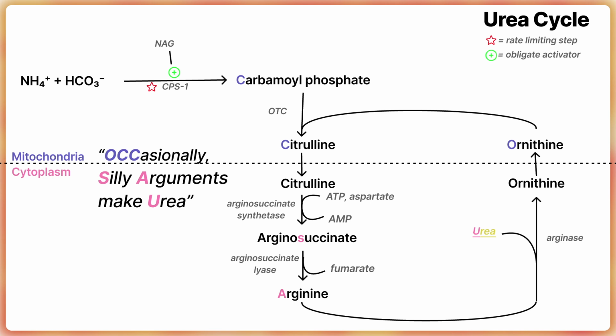The mnemonic starts off with occasionally, representing the mitochondrial steps, where O for ornithine and C for carbamoyl phosphate combine to form C for citrulline. It is important to note that I didn't include ammonia and bicarb in the mnemonic, as it's already clear that this is the starting point of the cycle. Of course, given that the main focus of the urea cycle is to detoxify ammonia.